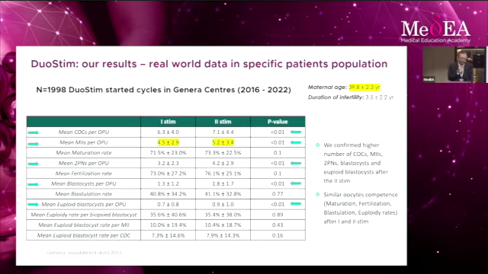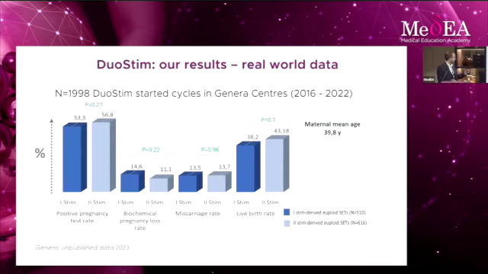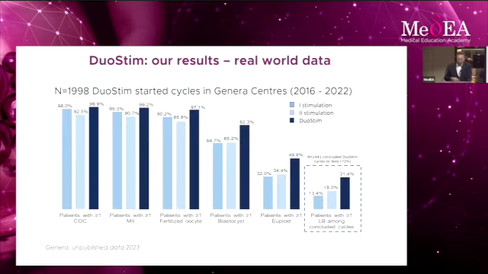This is our data. I would like to share with you our experience. Up to now, we performed around 2,000 cycles with the duo stim protocol. It is consistent that in the second stimulation we collect more oocytes. This is what we have in different patient populations when you perform two stimulations. And of course, again, no difference in terms of fertilization, blastulation, and euploidy rate when we collected the oocytes from the second stimulation. Of course, no difference in terms of clinical outcome, biochemical pregnancy, miscarriage rate, live birth per single embryo transfer.